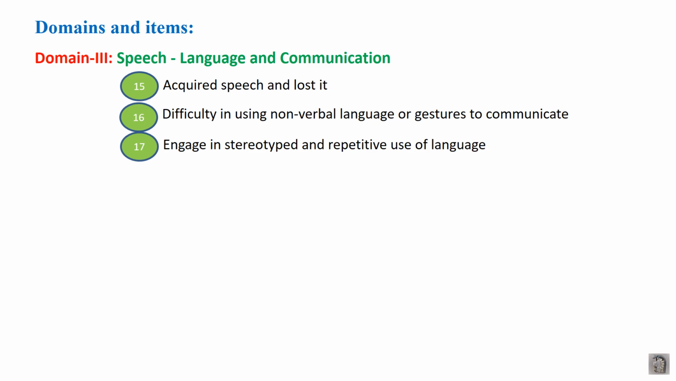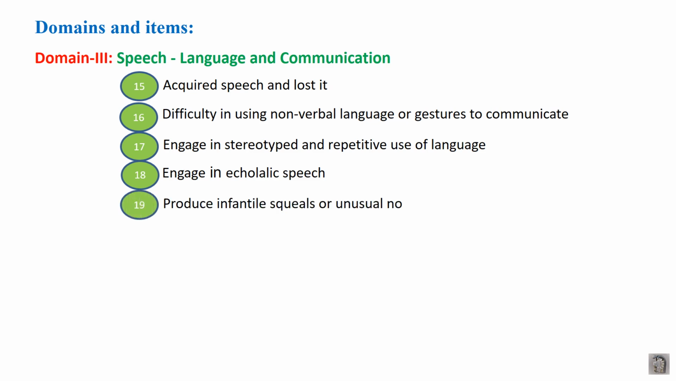Engage in stereotyped and repetitive use of language. Yes, here children with autism may repeat a word, phrase, or sentence out of context. They repeat the same statement many times, so you need to check it out. Then, engage in echolalic speech. Yes, see, echolalia, it's very clear, it bounces back. That means if you ask, what is your name, he will also reply, what is your name. So that is echolalia. Make sure that you ask such questions and then you can go further.